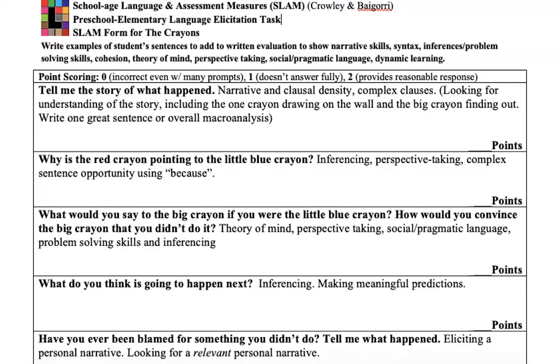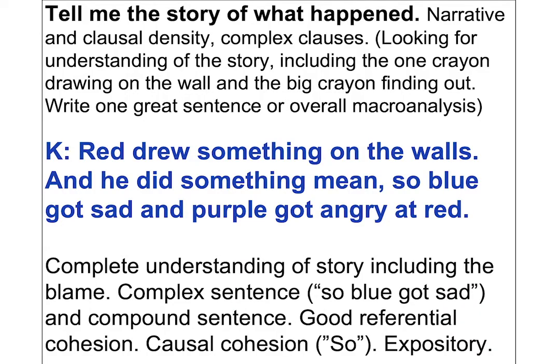So that was done by Kathleen White, first-year grad student in my lab. Again, here are the guidelines for analysis. He completely understands the story, just like his sister. The red drew something on the walls, and he did something mean, so blue got sad, and purple got angry at red. So he has complex sentences and compound sentences. He has the causal cohesion, so good referential cohesion. We know what he's talking about, and he has the whole story.